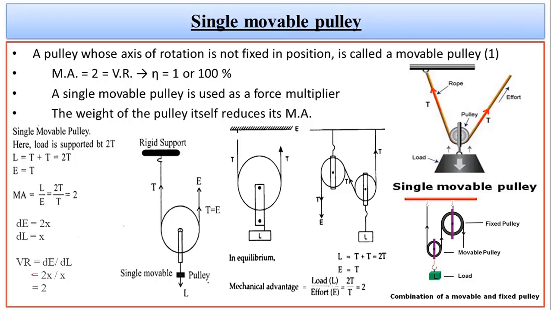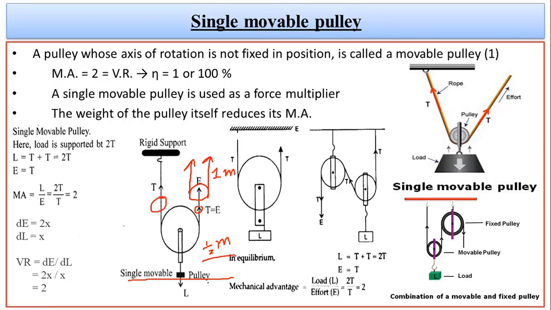In this case, when the effort is moved up, say by 1 meter, then the load gets moved only by half a meter. Why is it so? It is because when the effort end is pulled or shortened by 1 meter, then from both ends of the string, half a meter and half a meter get reduced, which results in a decrease in the height of the load by only half a meter.